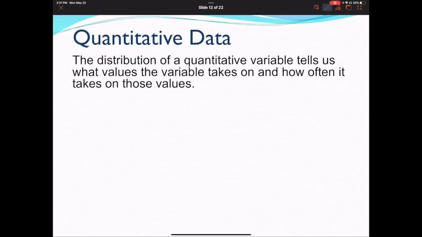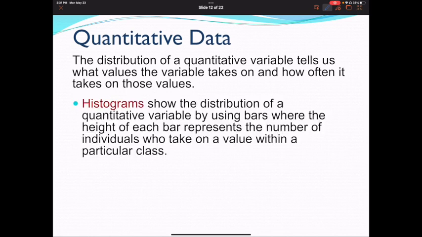So next, let's talk about quantitative data. The distribution of a quantitative variable tells us a lot about what values the variable takes on and how often it takes on those values. We also want to look at the shape that this distribution takes on. Two main ways to do that would be histograms and stem plots.